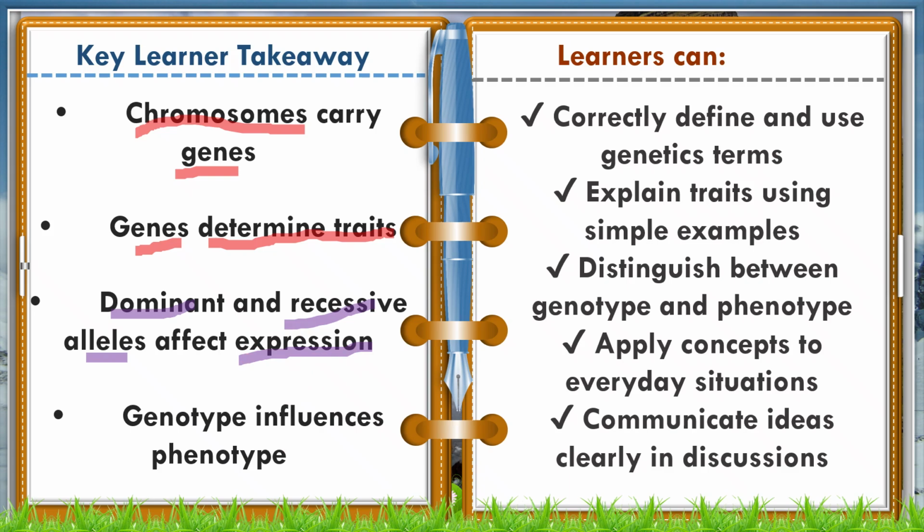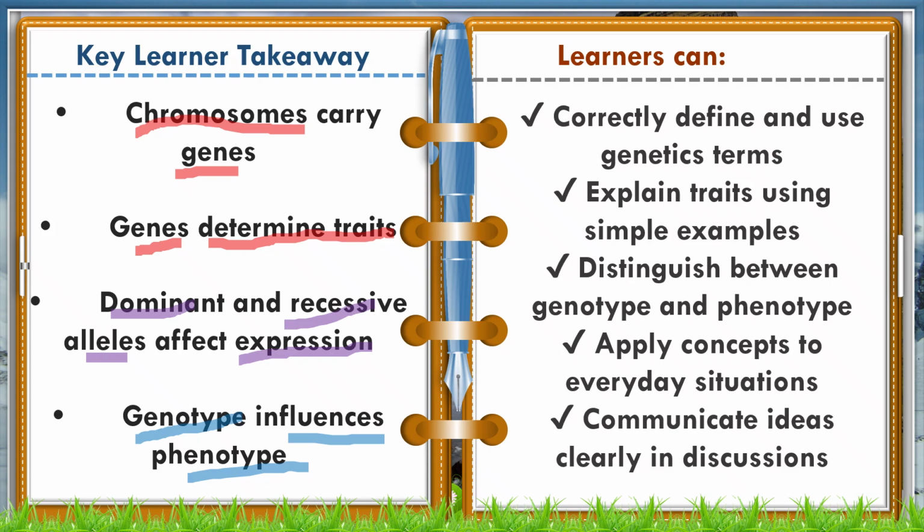Then the genotype influences the phenotype. The type of the genotype is the one that is going to express in the phenotype. So the genotype is going to influence the phenotype. The genotype influences the phenotype, meaning the genotype is the one that influences or is expressed in the phenotype.